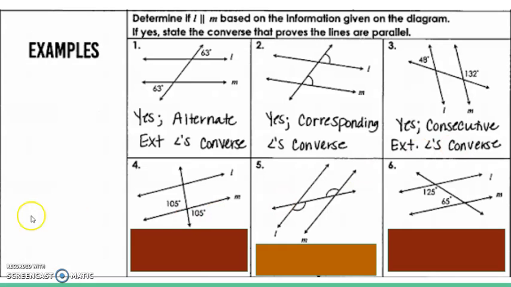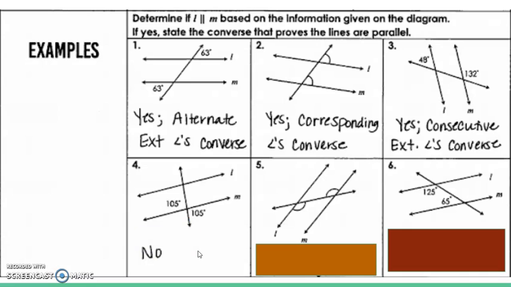For example number 4, we see that they gave us two angles that are 105 degrees. Those are examples of vertical angles. When we're trying to figure out if lines are parallel, we actually can't use vertical angles as a reason. It doesn't tell me anything about line L. And that's what all of our other angle relationships use. They use both lines. So in this case, we would say, no, these lines aren't parallel because based on the angles that were given, I can't say that they were.